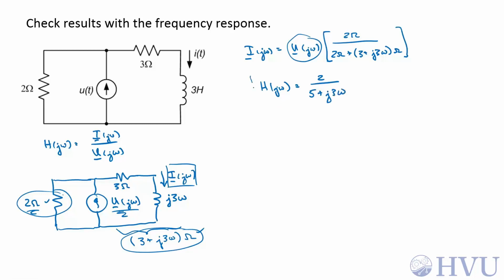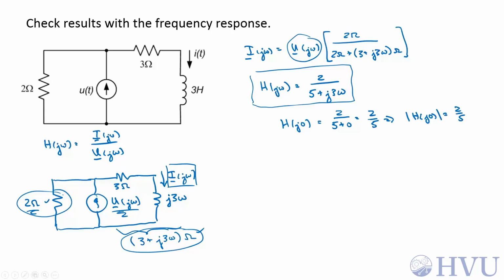Now I can use this to find the low frequency gain, the high frequency gain, and the corner frequency. So H(j0), just plugging in 0 for omega, is 2 over 5 plus 0, which is 2/5. So the magnitude response at 0 frequency is 2/5, which is the same answer we got before. H(j∞) is 2 over 5 plus infinity, which is just equal to 0, so the magnitude response at high frequencies is equal to 0, which is also the same answer we got before.